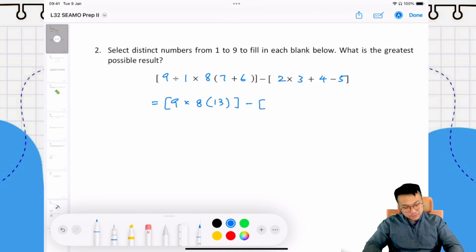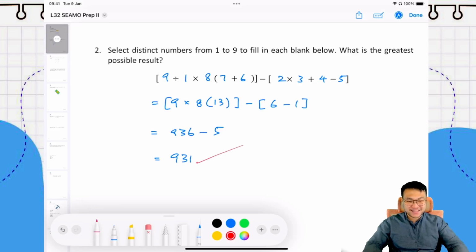Minus 2 times 3 is 6. 4 minus 5 is negative 1. Okay? So you got 9 times 8 times 13 minus 6 minus 1, and you will get 931. Well done, Jingming. You got it. And Brielle, you got it. Who else? Okay, that's all.